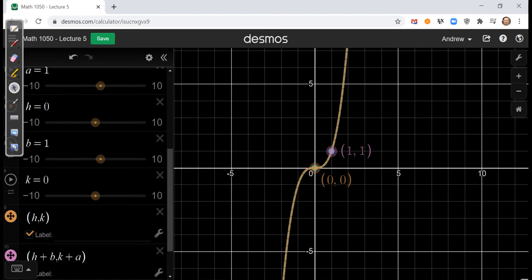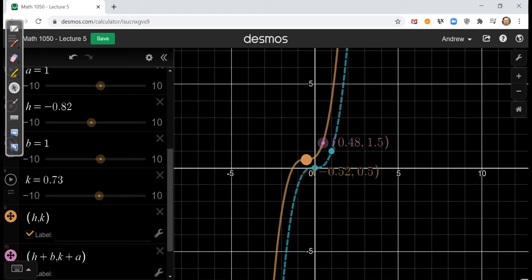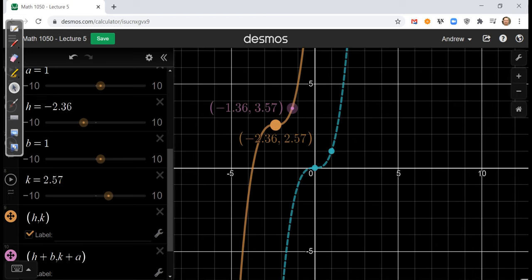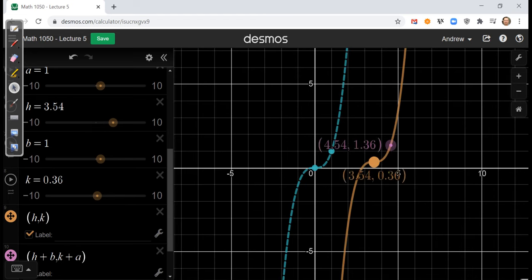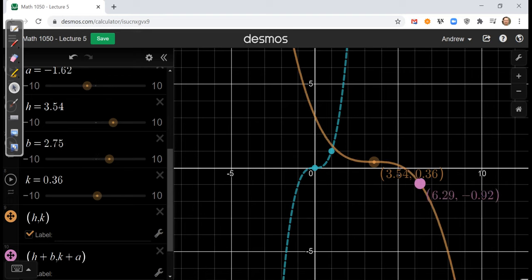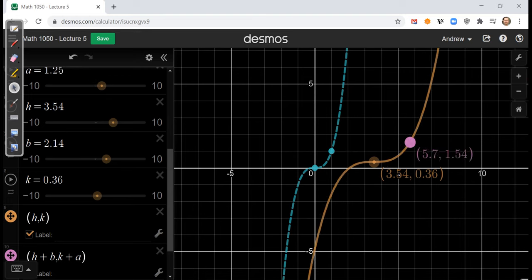I've actually set this up so you can manipulate it. You can move the vertex, this point at the middle where the origin was. You can move it around, you can stretch it, you can reflect it. And so this graph right here, in real time, you can manipulate.